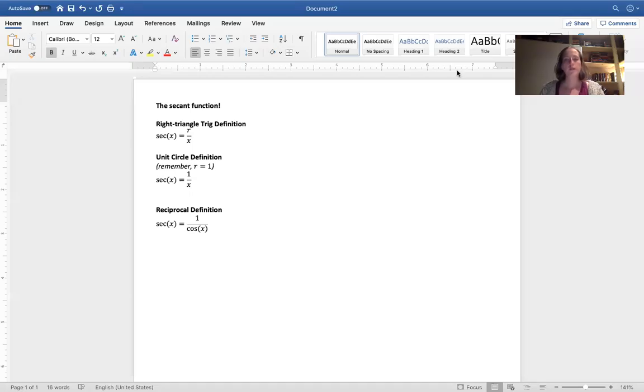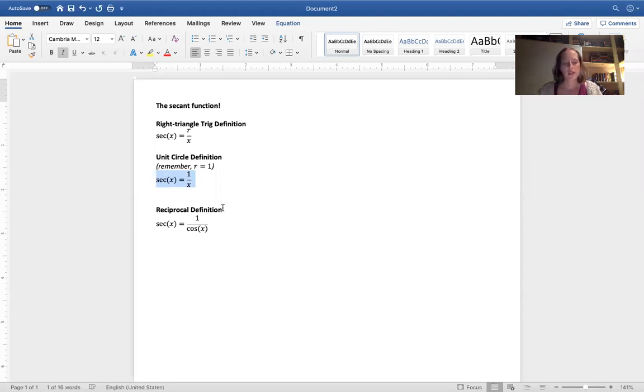All right. So today we're going to talk a little bit about the secant function. The secant function, we can think of it in a variety of ways. The three main ways that we've thought of it so far is using our right triangle trig definition, where we thought of it as the hypotenuse over the adjacent side, or r over x. Our unit circle definition, so in that case, remember our r is 1, so then secant becomes 1 over x.